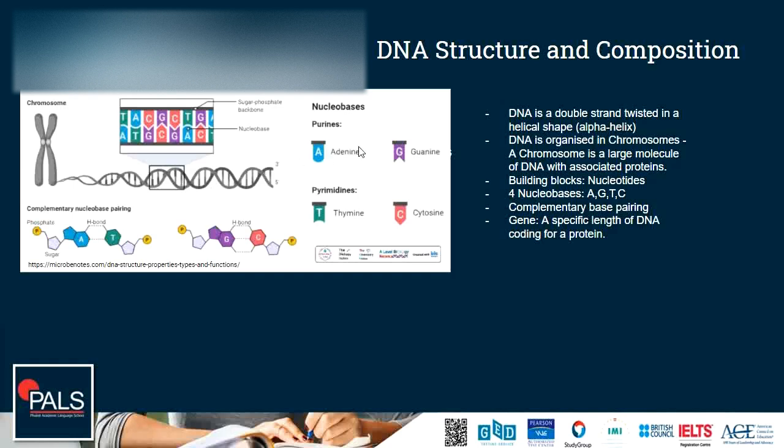And one more definition. What is a gene? A gene is a specific length of DNA which codes for a protein. And proteins then in return produce the traits that our body, we as an organism, have.